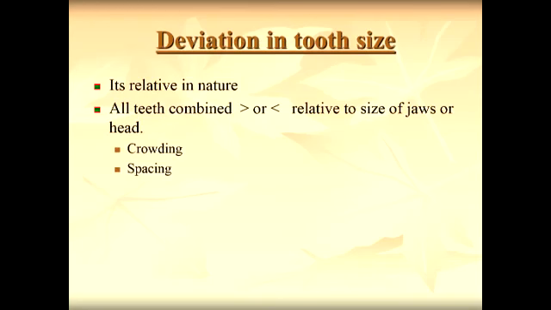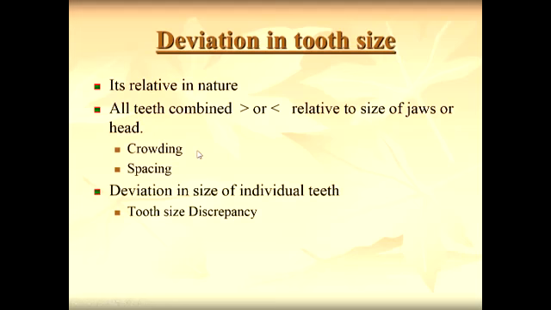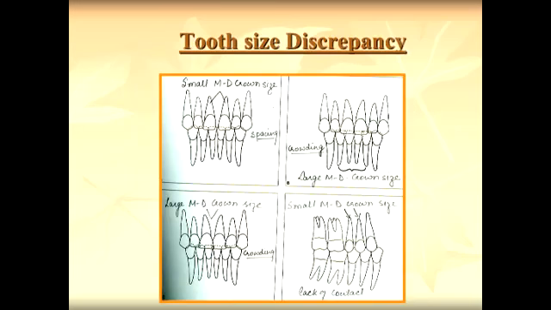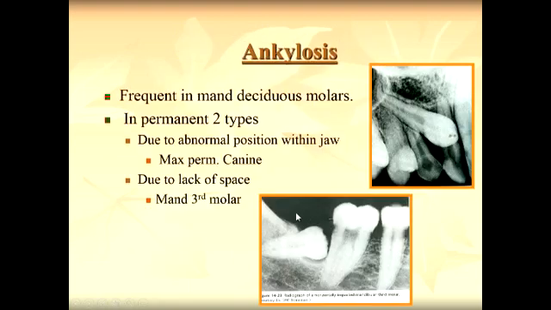Deviation in the size of teeth is relative in nature. All teeth combined are more or less large relative to the size of the jaw or head, giving crowding or spacing, and there is deviation in the size of individual teeth, which are size discrepancies. A small mesiodistal crown size leads to spacing, while a large mesiodistal crown size leads to crowding and a lack of contact. All these lead to deviation from the normal.